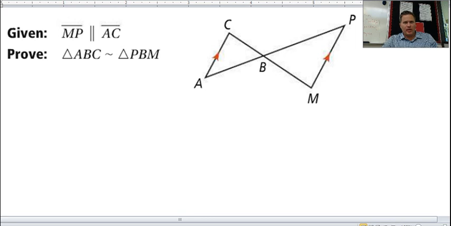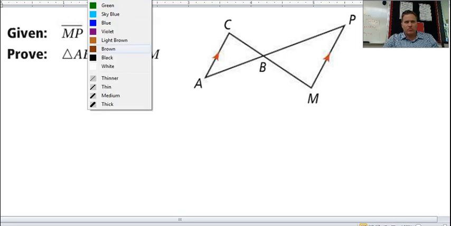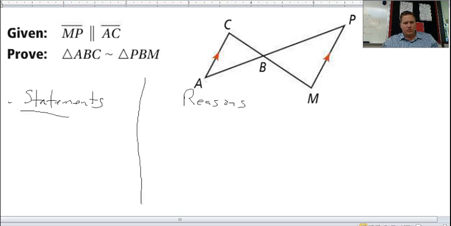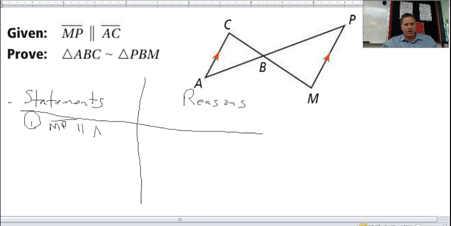So remember, in a proof, let's switch this to black, we're going to have our statements, and we're going to have our reasons. And then we're going to separate these right here. Our first one is going to be what was given. So number 1, we are first given that MP is parallel to AC, and that was given. Really messy, but it works.